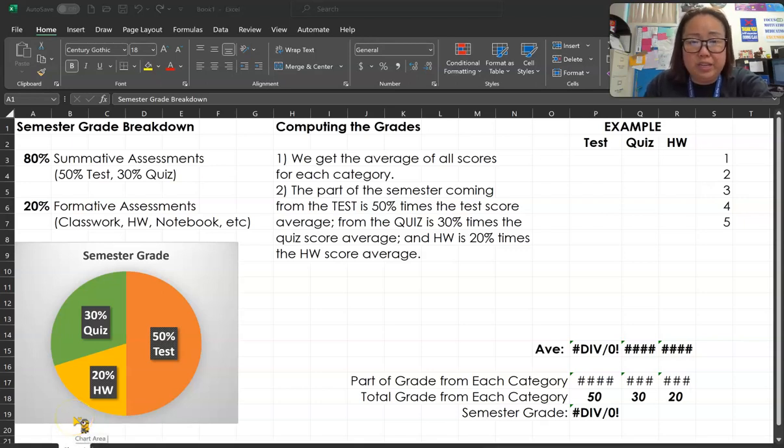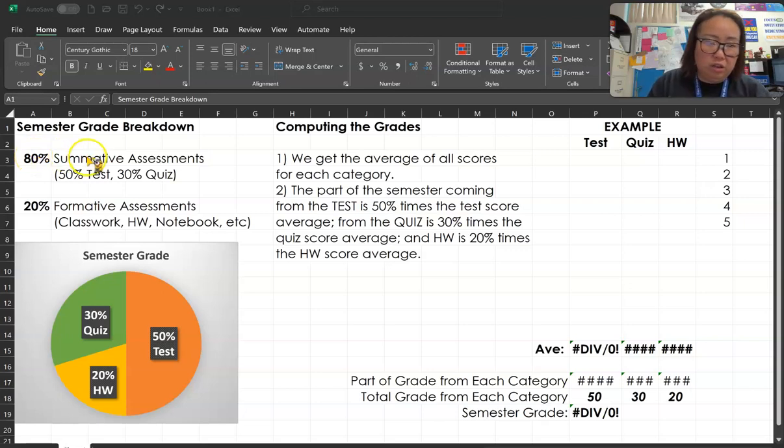I am one of the math teachers here in Casa Grande Union, and I am here to explain how the grades are computed, semester grades are computed for math, especially for Algebra 1. So first thing, you have to understand that the semester grade is broken up into two.